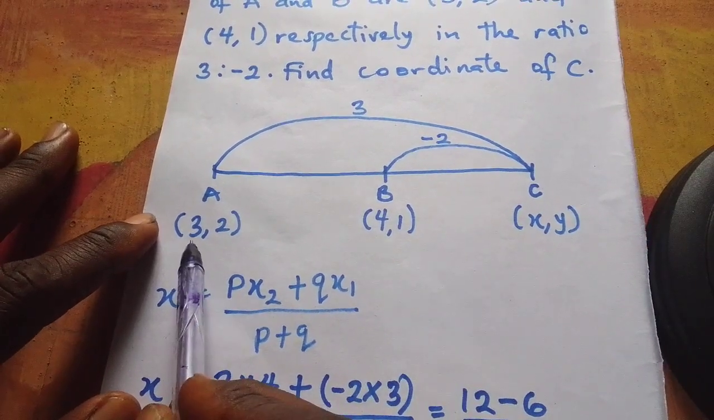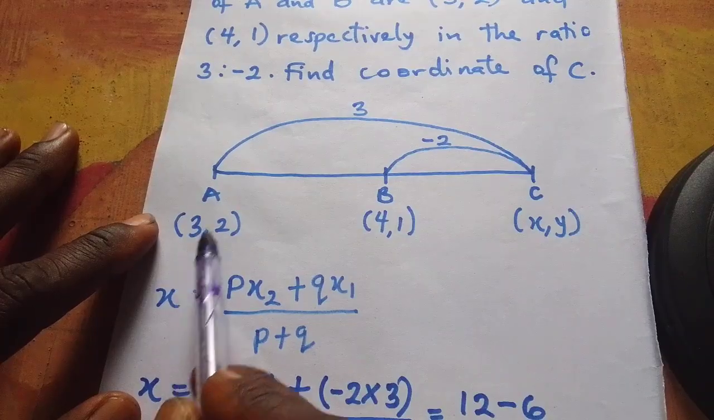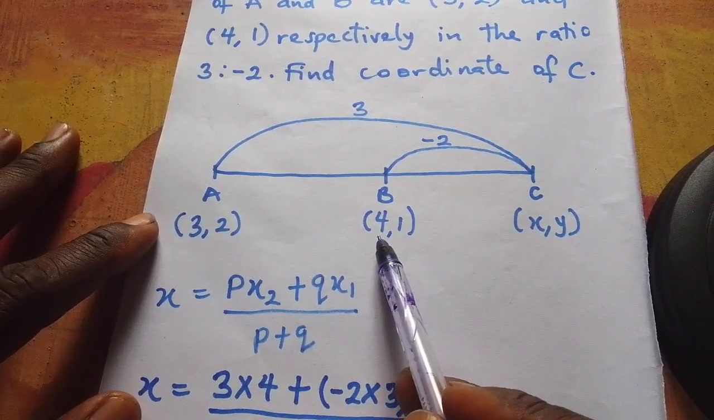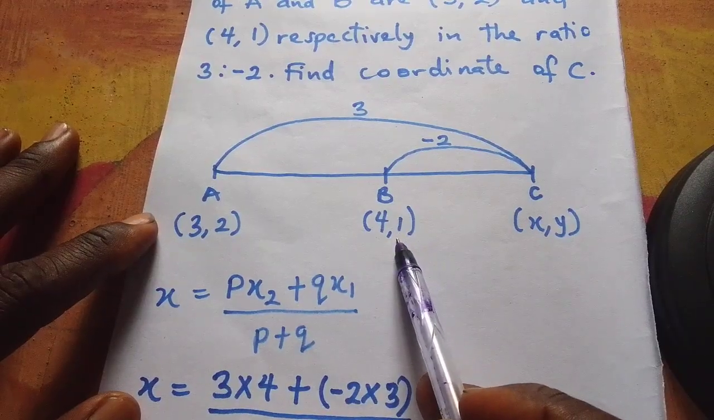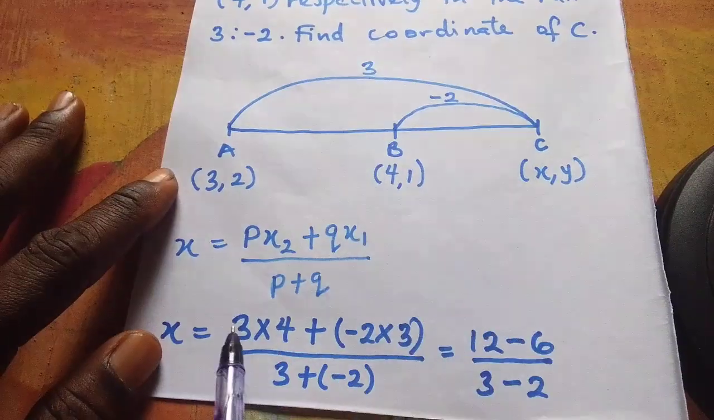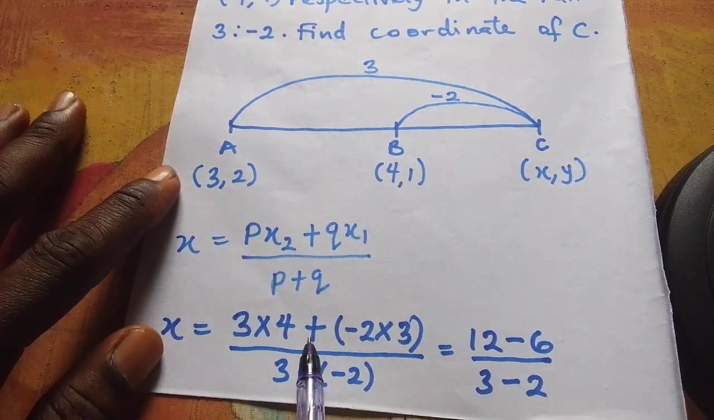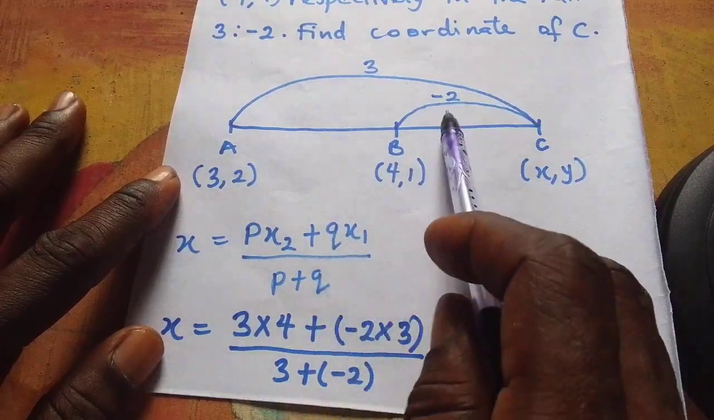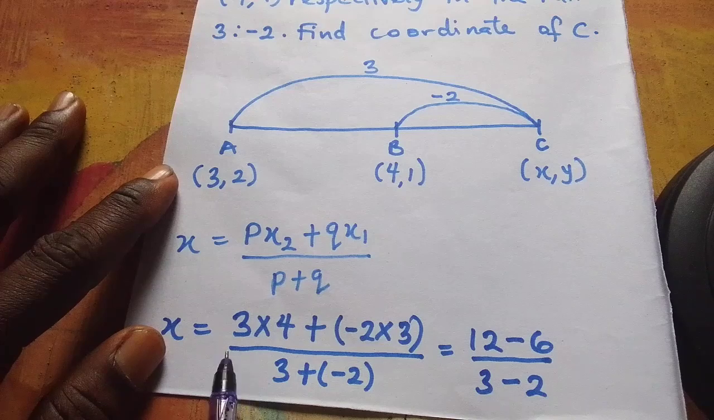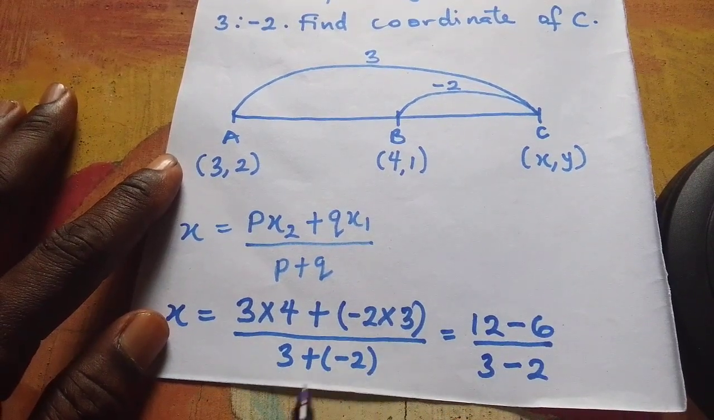So if this one, your x1 is what? 3. y1 is what? 2. Your x2 is what? 4. And y2 is what? 1. So that means you now say that your p is what? 3. So 3 times your x2 here, which is 4, plus your q, which is -2, times your x1, will give us 3, divided by the addition of the ratio, 3 plus -2.